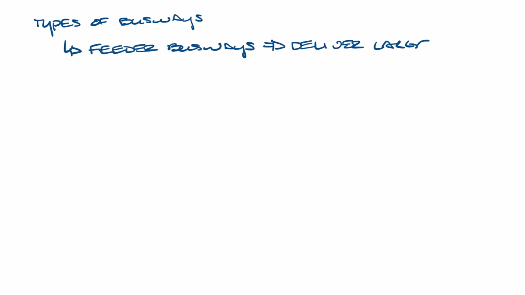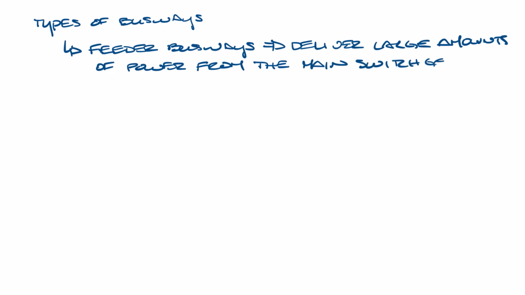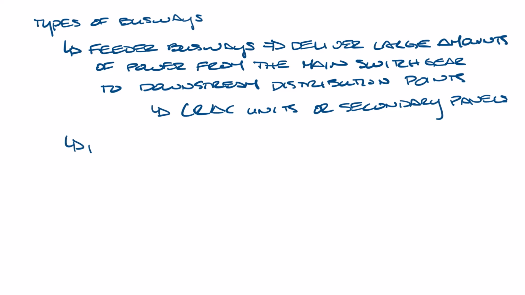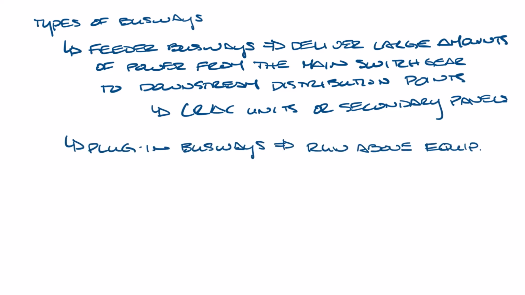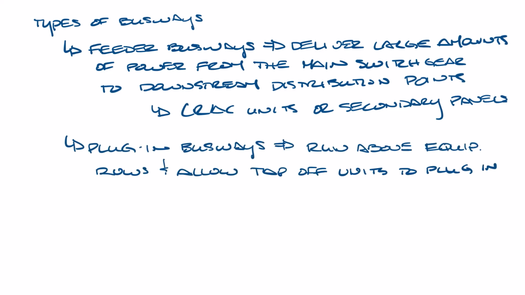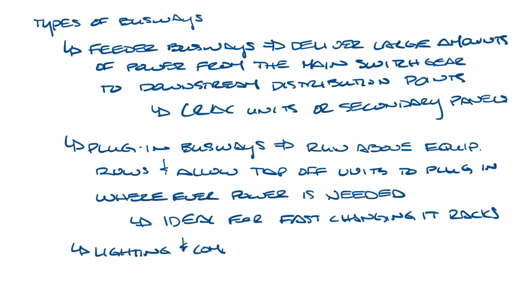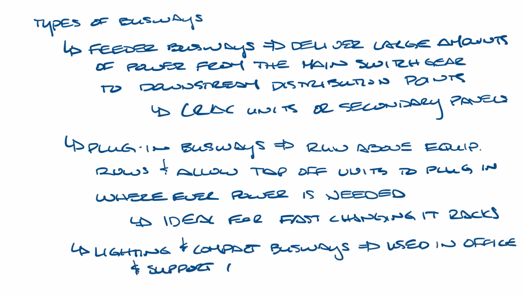There are three main types of busways commonly used in data centers. Feeder busways deliver large amounts of power from the main switchgear to downstream distribution points like CRAC units or secondary panels. Then there's plug-in busways. These run above the equipment rows and allow tap-off units to plug in wherever the power is needed. This is ideal for fast-changing IT racks, and this is what I drew earlier. And then there's lighting or compact busways. These are used in office or support areas for overhead lighting or small loads. These are less common in data centers.